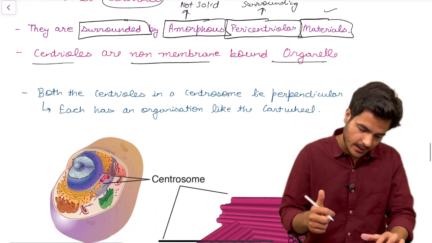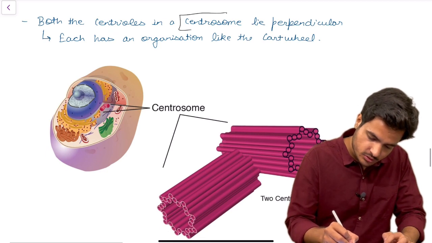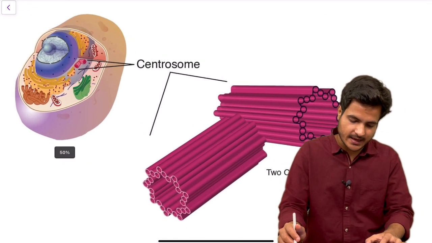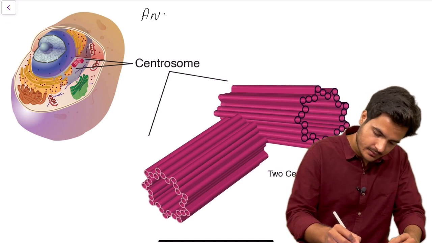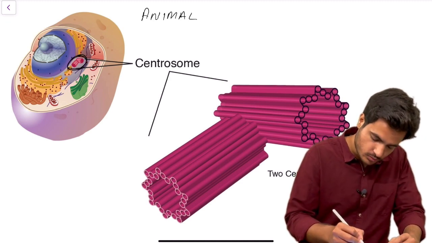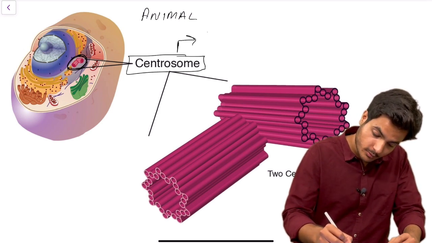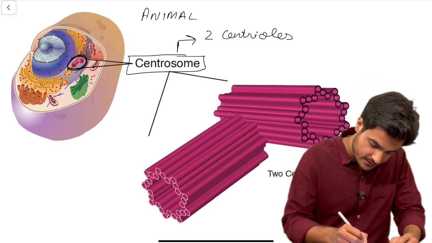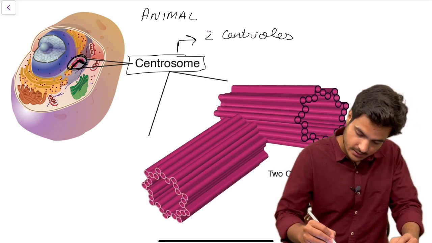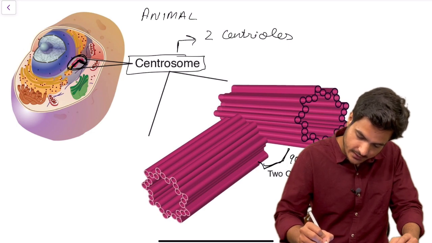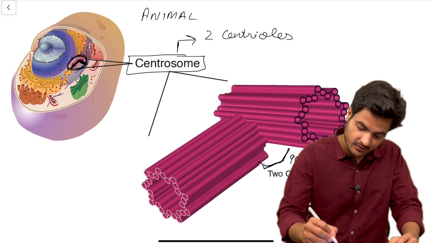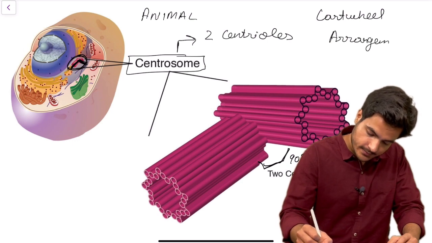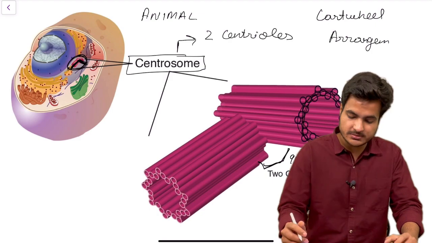That statement is true. Now see, both centrioles in a centrosome lie perpendicular to each other and each has an organization like a cart wheel. Now let's see this diagram of a typical animal cell which shows us the centrosome. Centrosome is an organelle composed of 2 centrioles. Centrioles are arranged perpendicular to each other. You can see that they are arranged making a 90-degree angle to each other. Here also the angle is 90 degrees. In each centriole there is a cart wheel arrangement. You can easily see this is a cart wheel arrangement, just like a wheel of a cart.